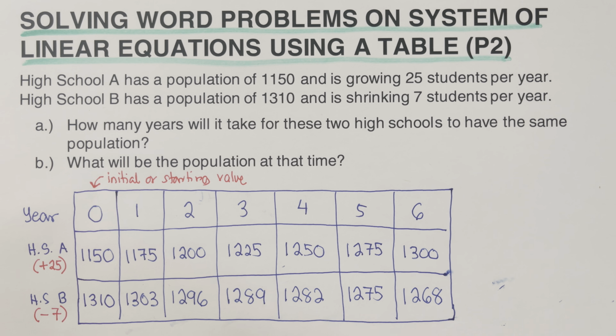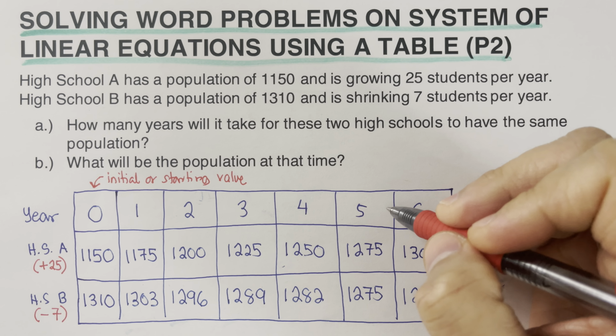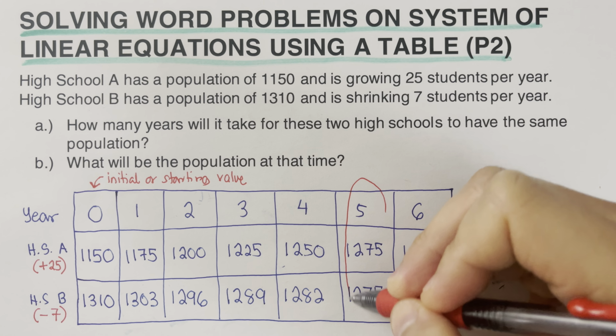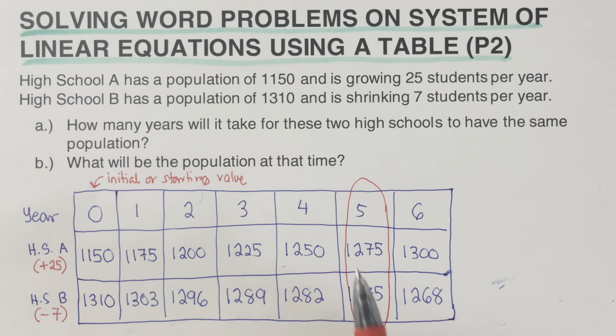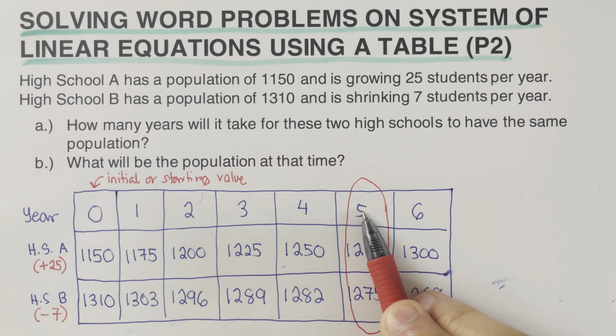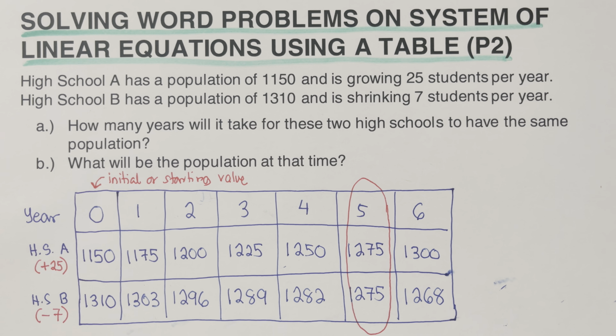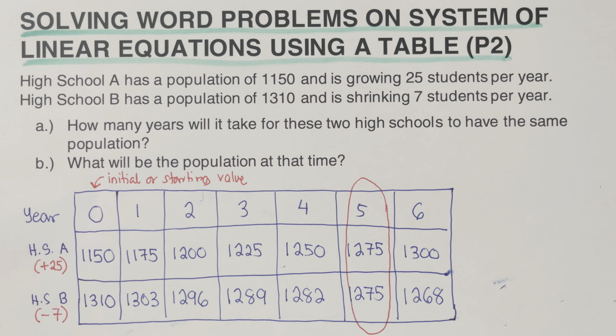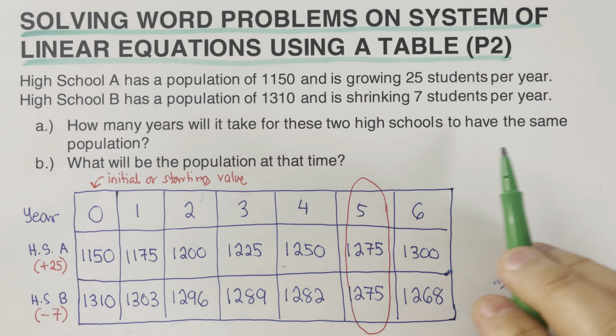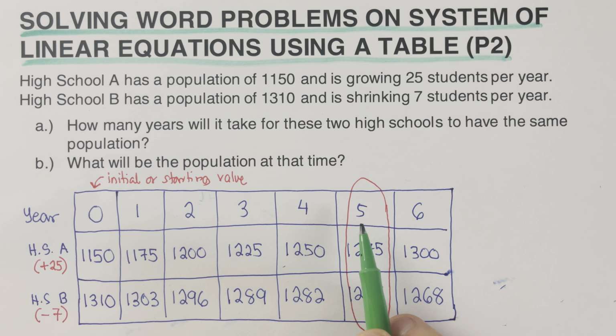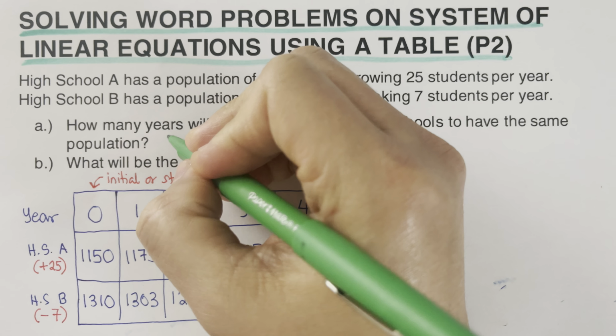be the same. So as you can see here, they are the same at 1,275. So we're going to circle this. So this means that on the 5th year, high school A and high school B will have the same population of 1,275 students. So that we can go ahead and fill this in here. So first question right here is how many years will it take for these two high schools to have the same population? That would be on the 5th year. So it's going to take 5 years.